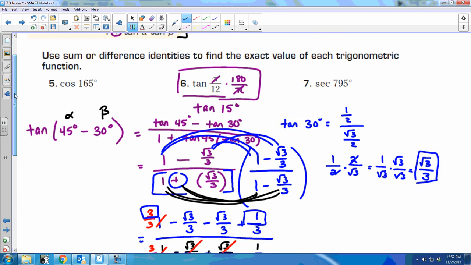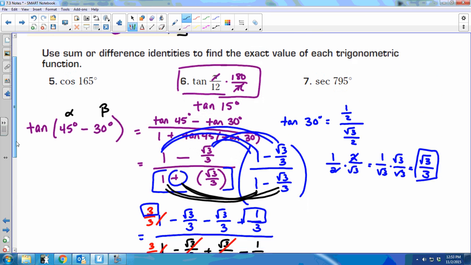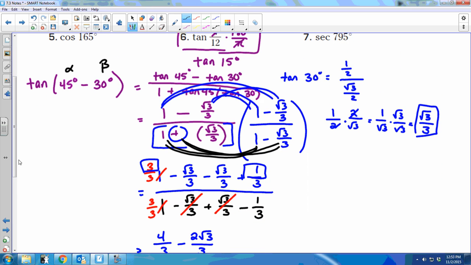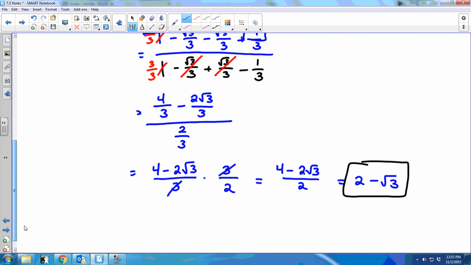All right, questions on the tangent question. I know, lots of algebra. I told you ahead of time. I said extensive. This was extensive.